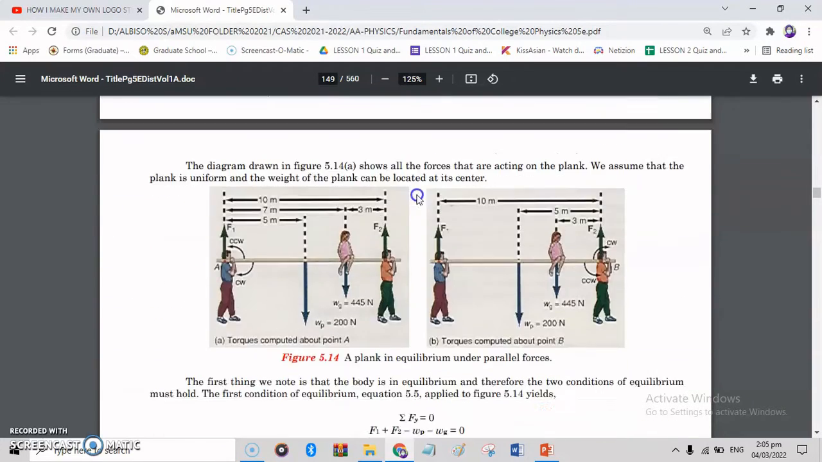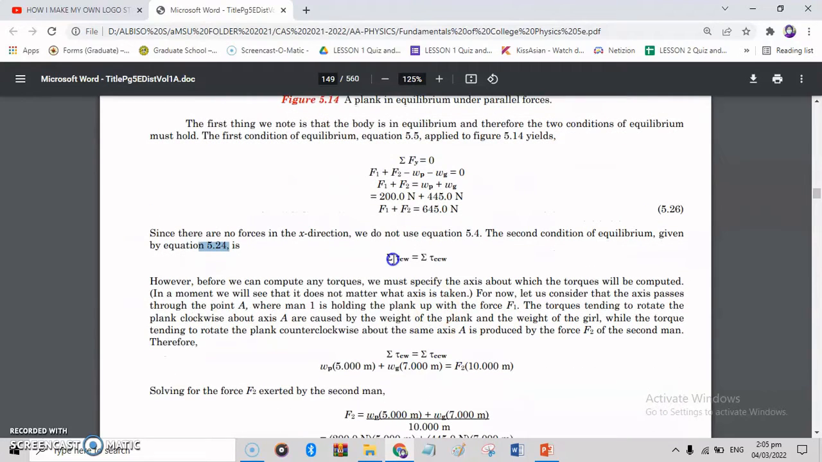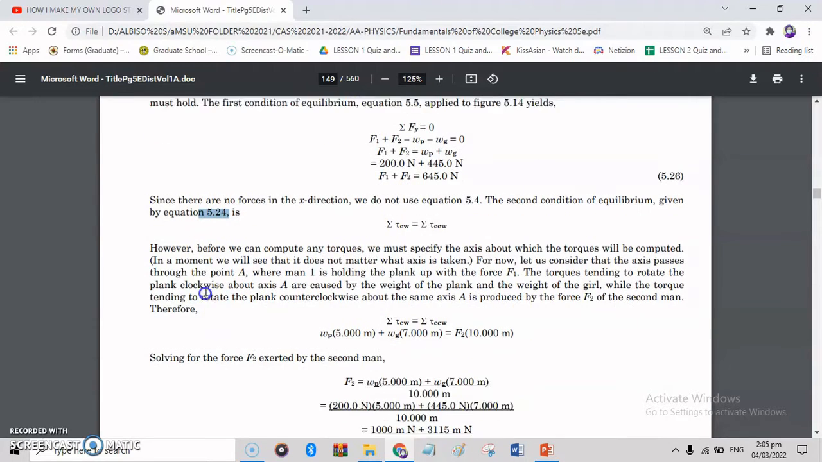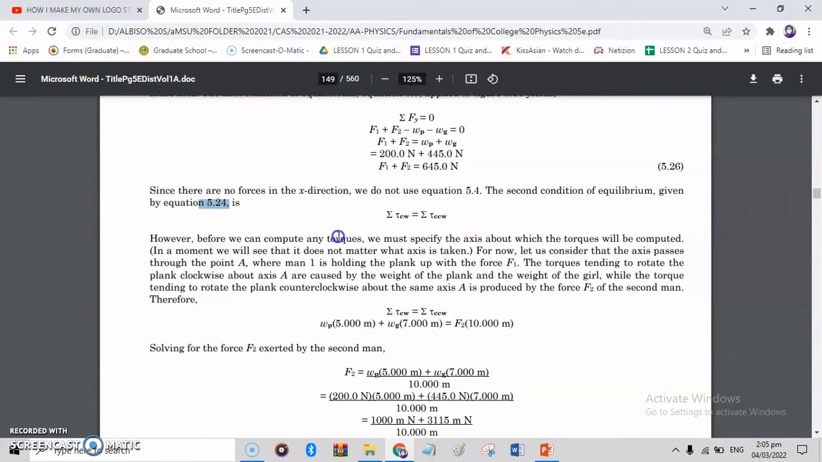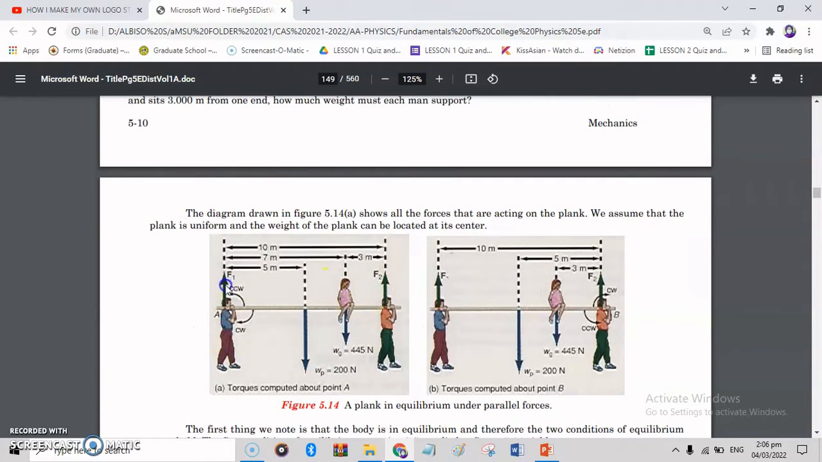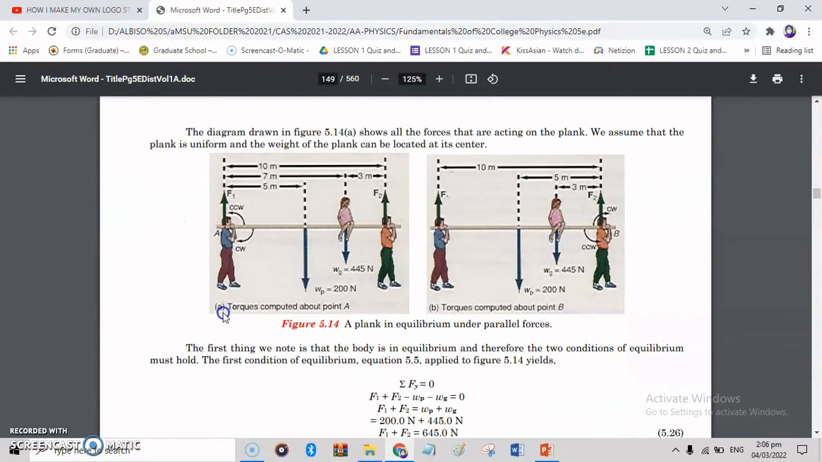Ito siya. Now, we see that the torque clockwise is equal to the torque counterclockwise. However, before we can compute any torques, we must specify the axis about which the torques will be computed. So for now, let us consider that the axis passes through the point A. So ang ginawa ng nag-compute dito sa libro na to is doon siya nagbase sa point A dito. Okay?